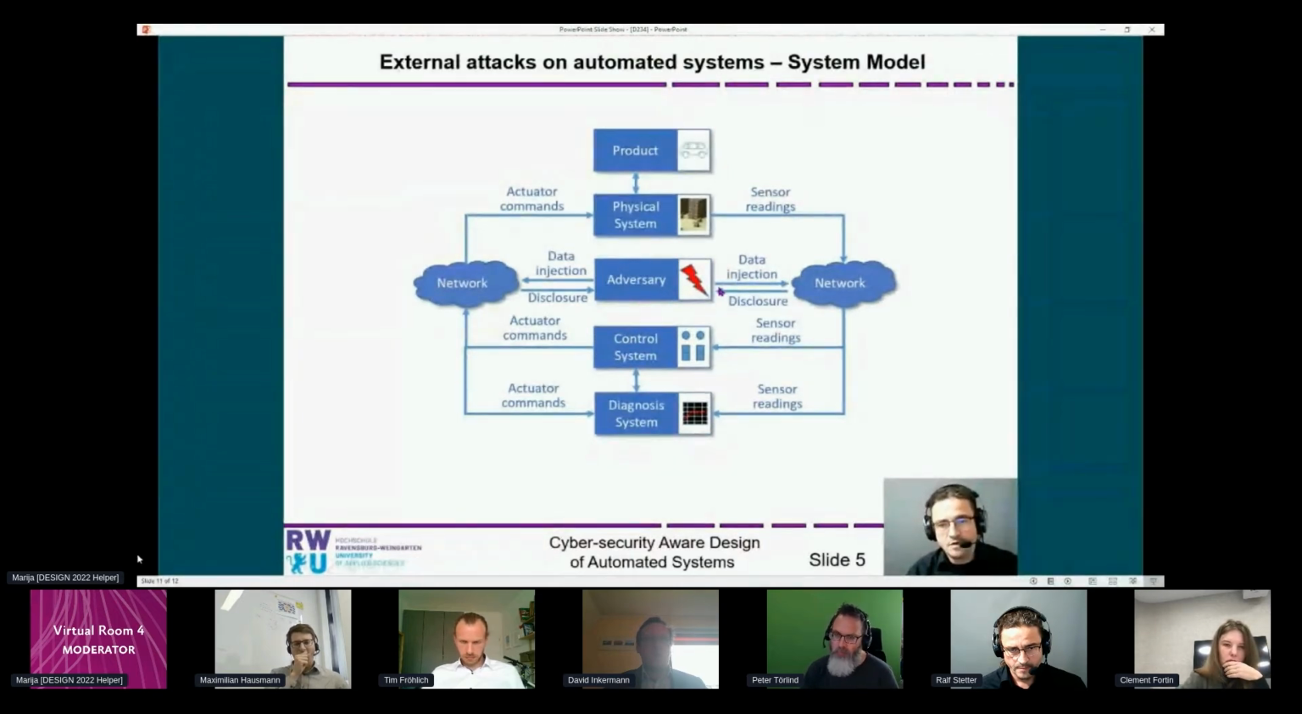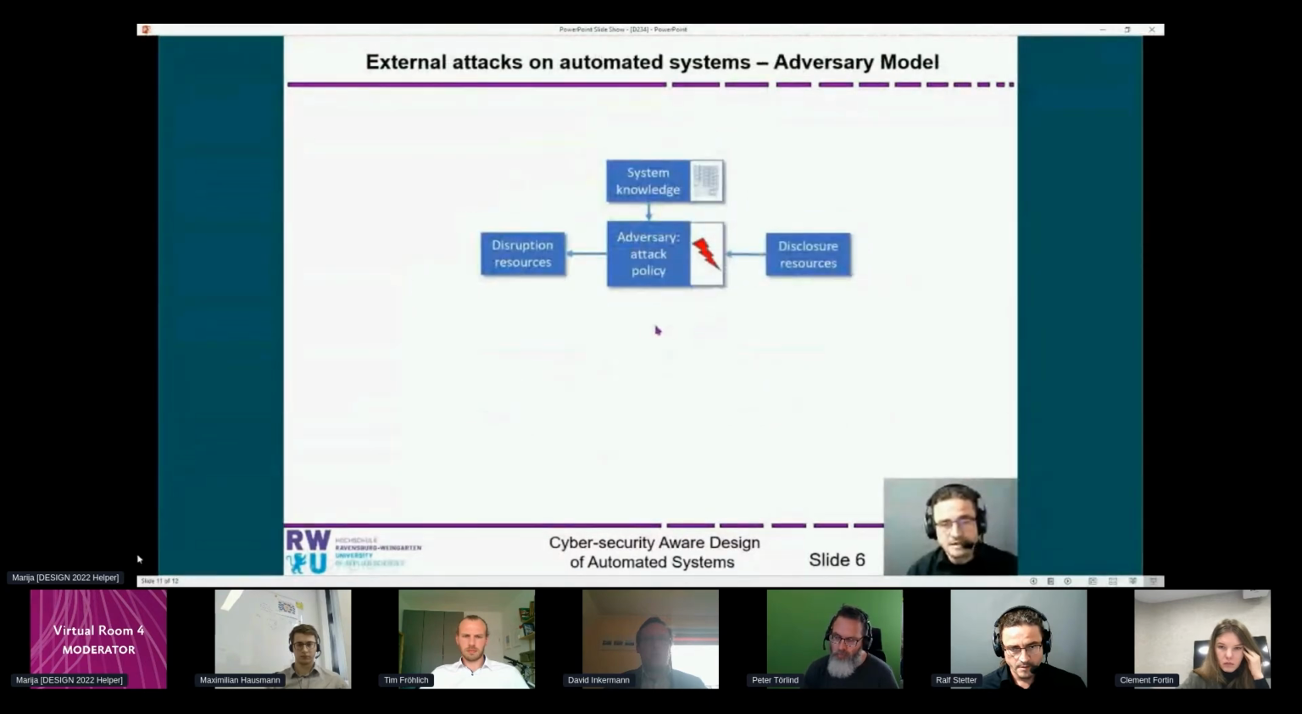So on the one hand, there's the possibility to inject data, so to change sensor readings, but also disclosure, just to learn from sensor readings what's happening in the system. On the other hand, an adversary may inject data into actuator commands, which is extremely dangerous because this may really harm the system and people who work in the system. And also, again, the adversary may learn also from the actuator commands to get more complete system models.